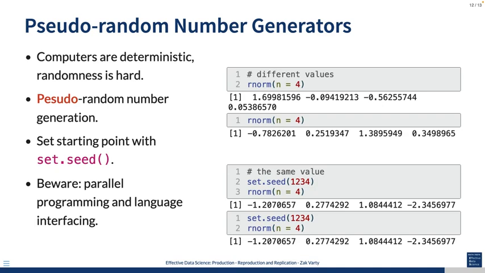In R, we set this starting point using a function called set.seed. This is especially useful for simulations that involve random variables because it allows us to create the same results exactly every time we use our code. This not only makes it possible for others to recreate our results exactly, but can make it a lot easier to test and debug our own code.